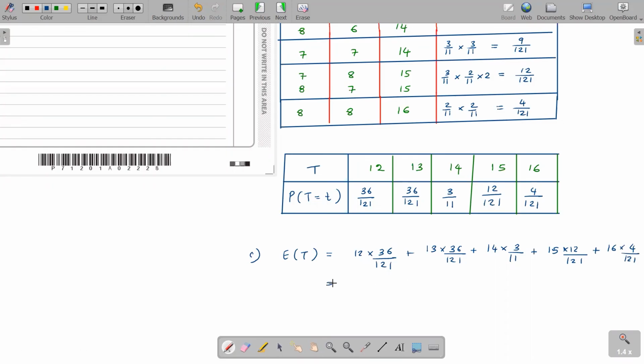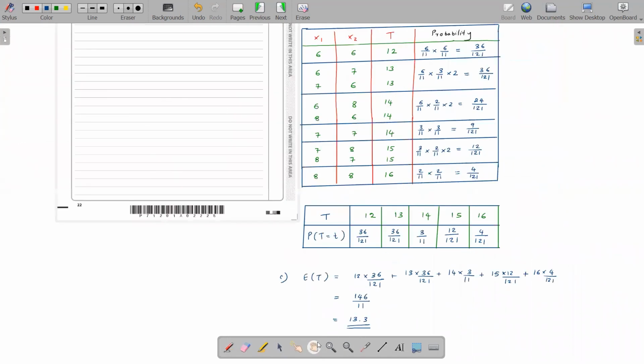How much is it? 146 over 11, which to 3SF is 13.3. Basically, this is an exact answer. You could leave it exact. 3SF 13.3. Is this clear?